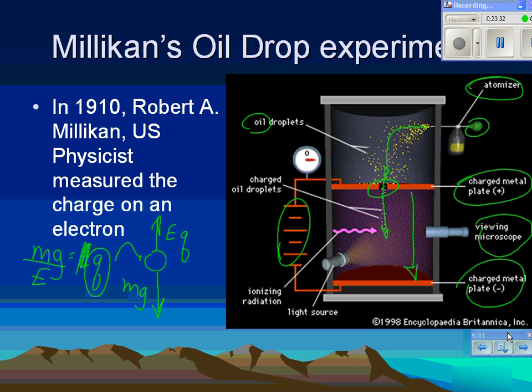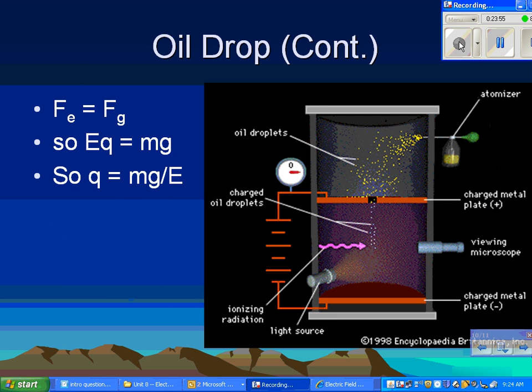And what he noticed was there was a common factor of how charged each oil drop was. He noticed that each oil drop could be some whole number multiple of the same factor, and that factor was 1.6 times 10 to the negative 19th coulombs. And that is how he discovered that the charge on an electron is 1.6 times 10 to the negative 19th. So that's Millikan's oil drop experiment. Pretty good one.